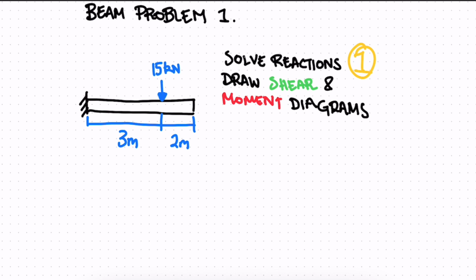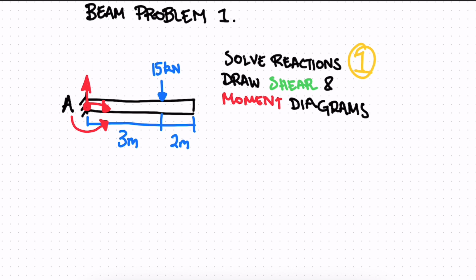So let's say this is point A and we have our three reactions. We have a reaction in the Y direction, a reaction in the X direction, and a reaction as a moment around this point. First thing that we need to do is write our equilibrium equations.